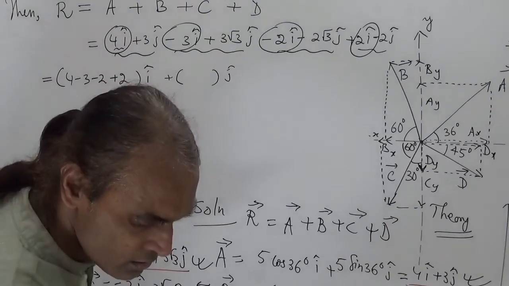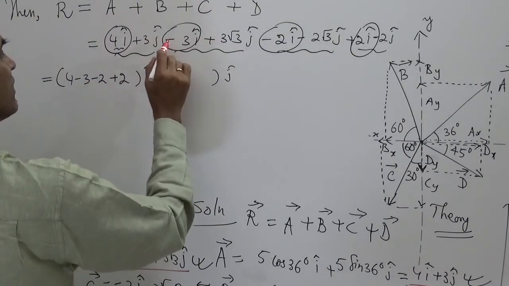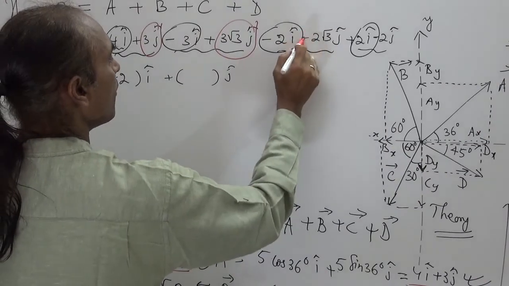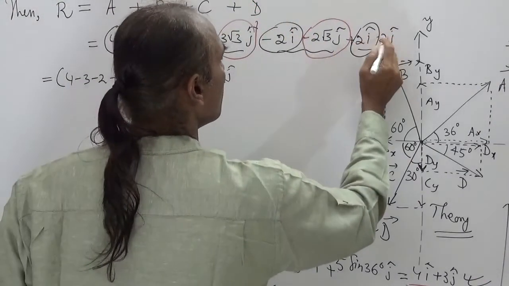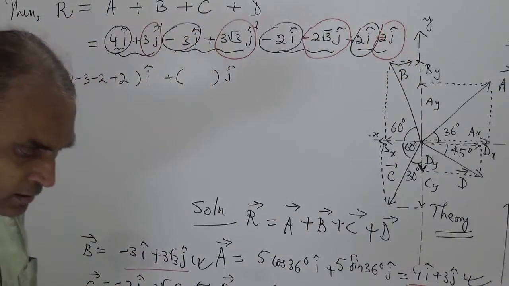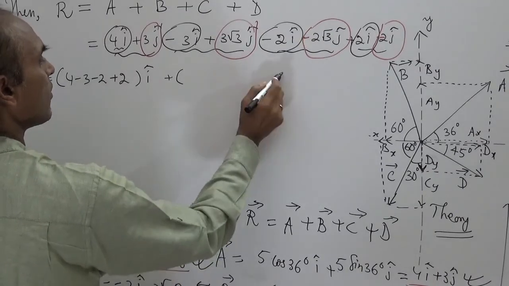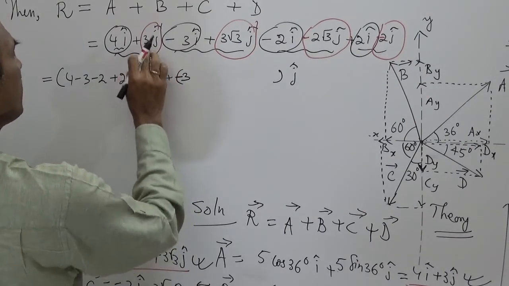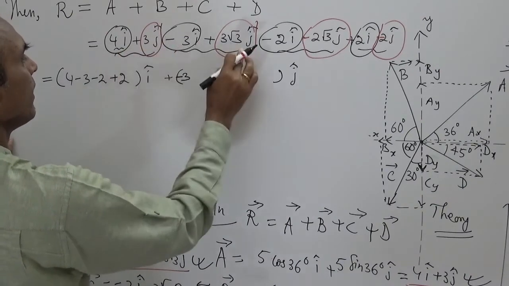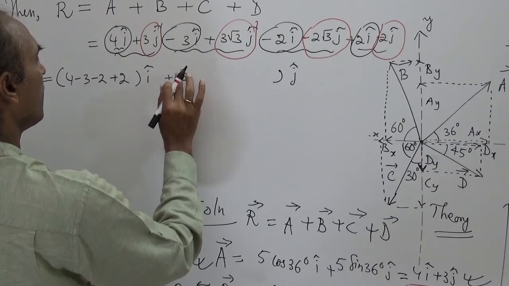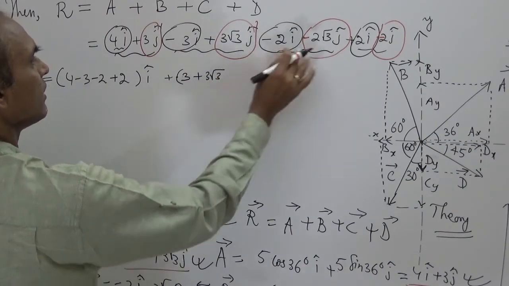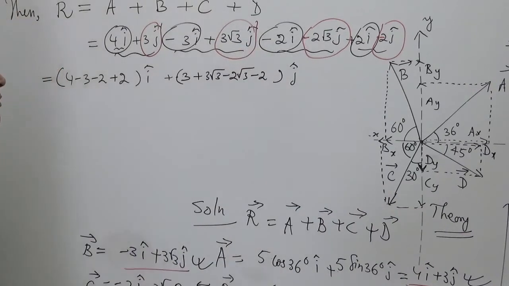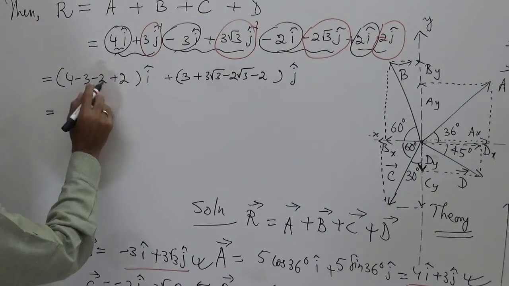Now we are going for j cap. Here this is 3 j cap. Here 3 root 3 j cap. Here minus 2 root 3 j cap. Here minus 2 j cap. Take j cap common. Here minus 3, oh yeah, it's correct. Here plus 3. Here 3 root 3. Here minus 2 root 3. And here minus 2. So the 2s are getting cancelled.